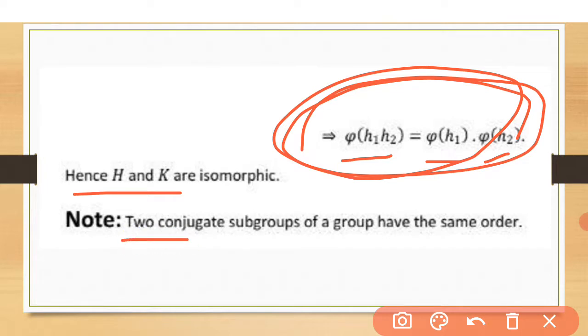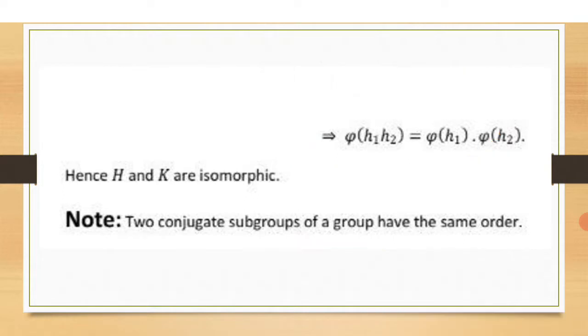Note: two conjugate subgroups of a group have the same order. Obviously these are images of each other, and a bijective mapping has been done between them. So these have the same order, the same number of elements.